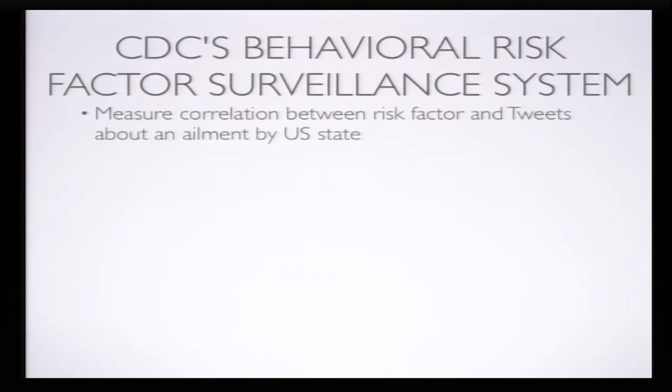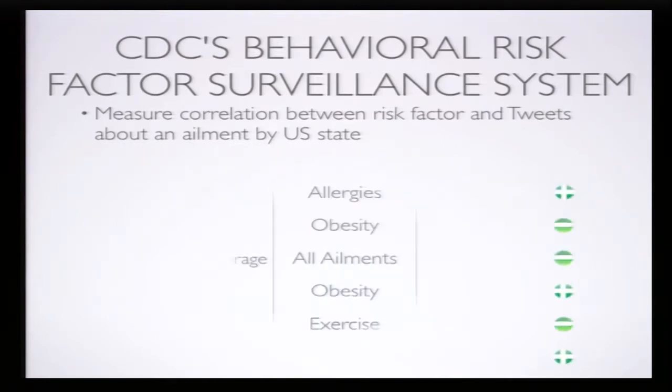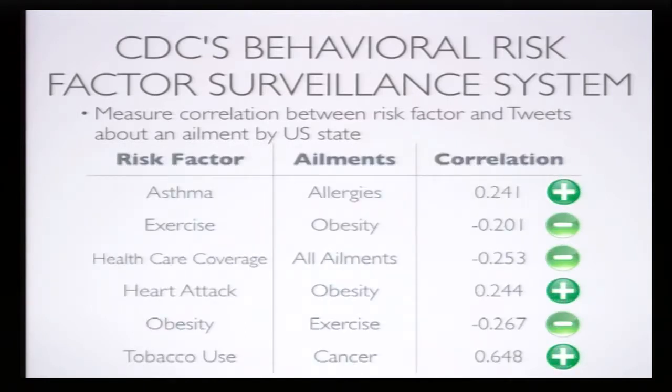So we asked a very simple question: can we find ailments that roughly align with what the CDC is tracking in terms of risk factors, isolate those by state, measure per capita rates, and see if it makes any sense according to the CDC data? So these are some examples of what we found. For the risk factor they test, do you have asthma, we looked at how many people are talking about allergies. There's a positive correlation there. I'll just point out a couple of these. Exercise is negatively correlated with obesity.